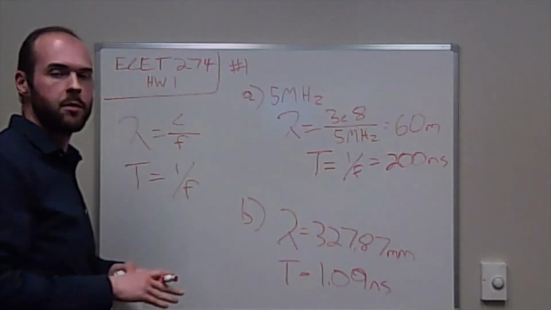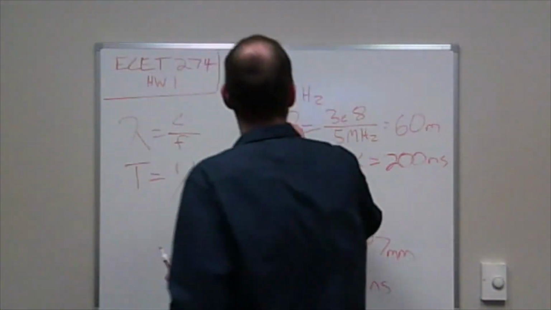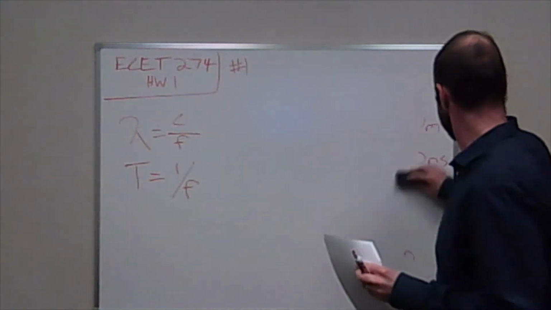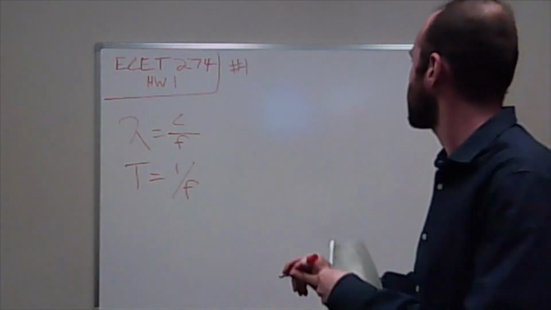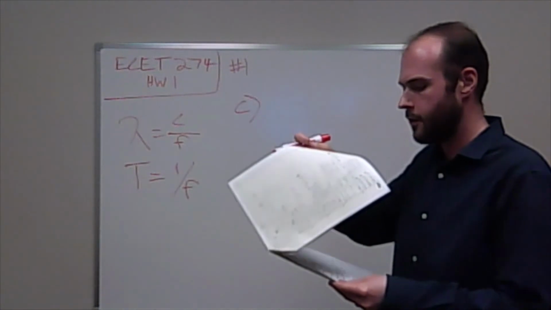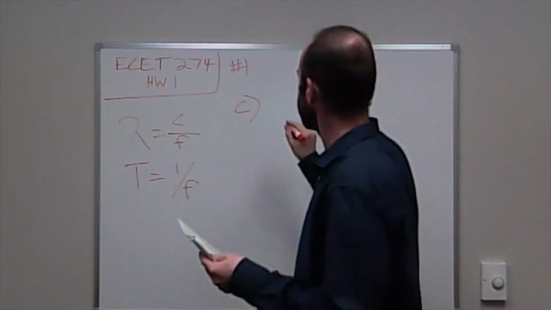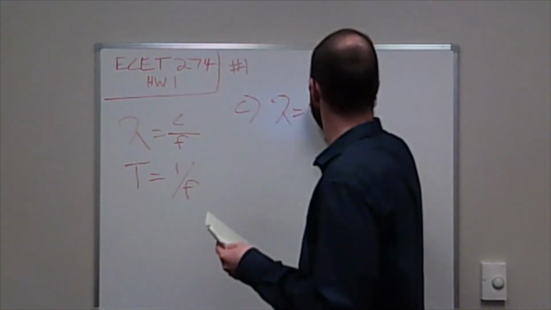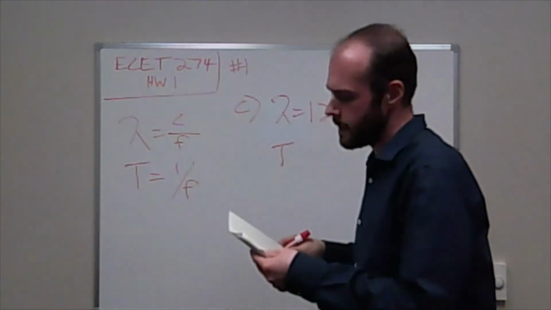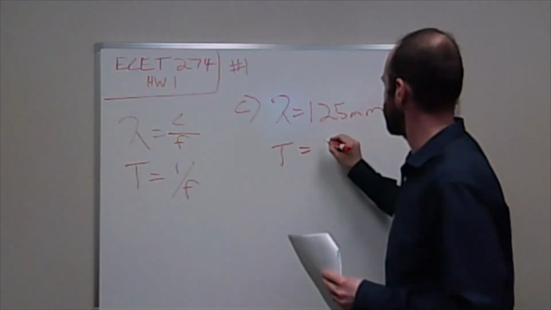Okay, so that gives us part B, and we simply plug into the same equations for our last part, part C. So we will do that up here. All right, so for part C, we were given a 2.4 gigahertz signal. And so by plugging that 2.4 gigahertz in for our wavelength, we end up with 125 millimeters. For our period, we end up with 416.7 picoseconds.